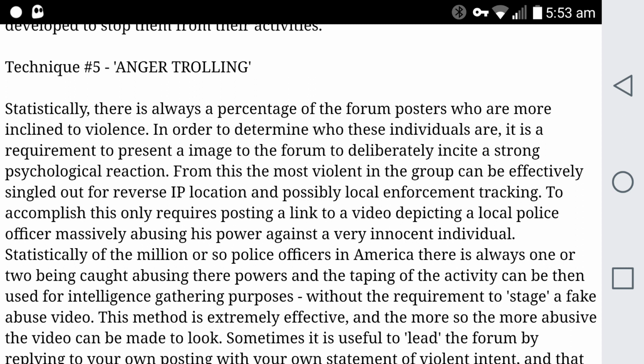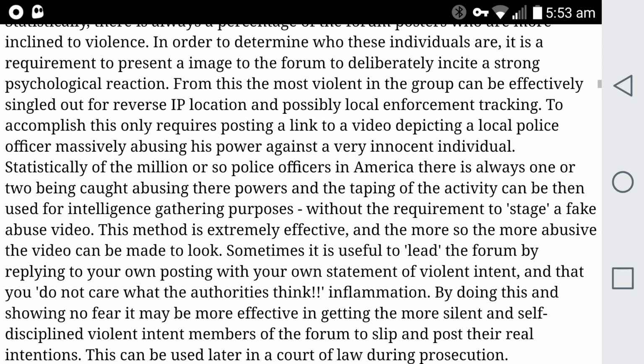Statistically, of the millions or so police constables in America or the UK or whatever country you're in, there is always one or two being caught abusing their powers, and the taping of the activity can be then used for intelligence gathering purposes, without the requirement to stage a fake abuse video. But if you can't get a genuine one, they will fake one. You know what I mean? To use. This method is extremely effective, and the more so, the more abusive the video can be made to look.